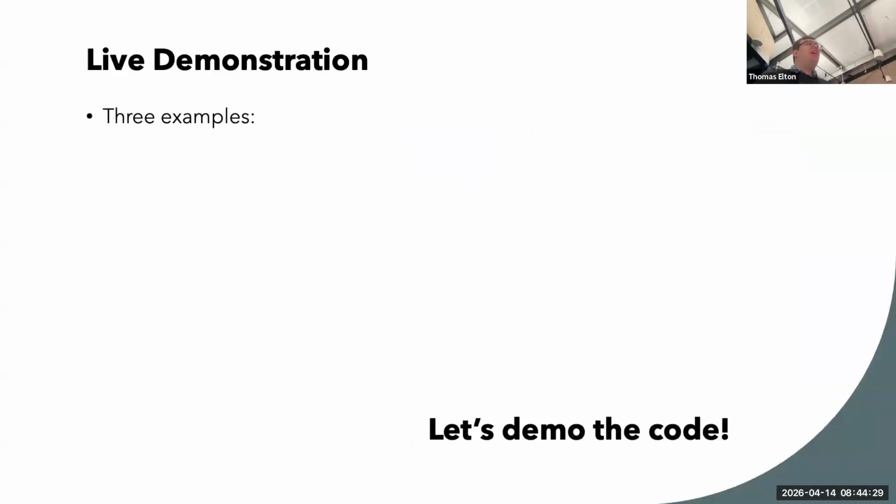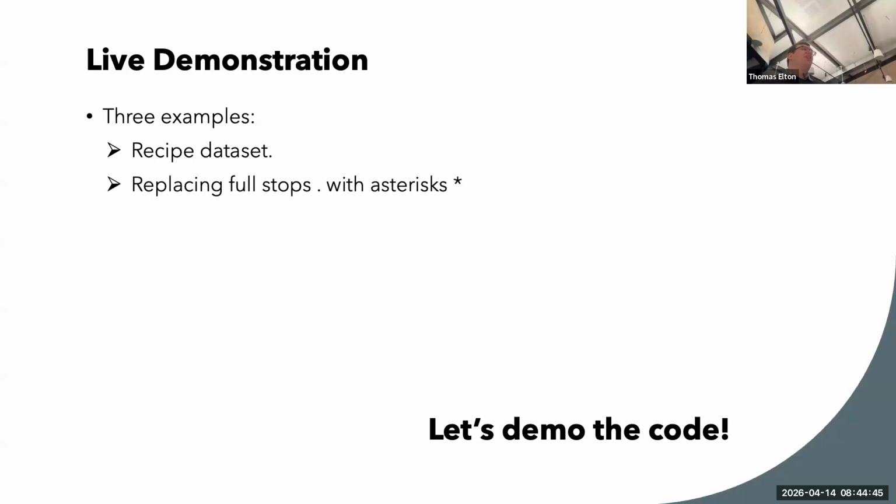So in the live demonstration, there are 3 examples we're going to do. The first one is a recipe data set. In the recipe data set, it's very much about tuning the model so that it really focuses on recipes. It's becoming specialized in recipes. Another example is where we're going to be replacing full stops with asterisks. This one's really interesting because in a way, we're actually changing how the model thinks about language patterns. We're kind of saying to it, no, actually, you don't use full stops anymore, you use asterisks. So this is an example of where we're changing the output space.